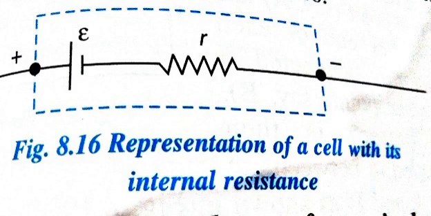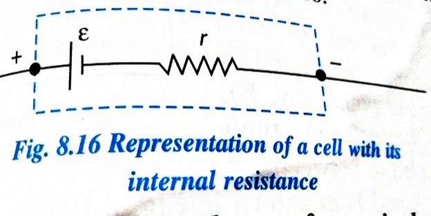Now the current flowing in the circuit, suppose it is capital I, and the internal resistance is small r. And you know what the voltage of a cell is? That is the voltage drop inside the cell, small v. The small v will be equal to I times small r.